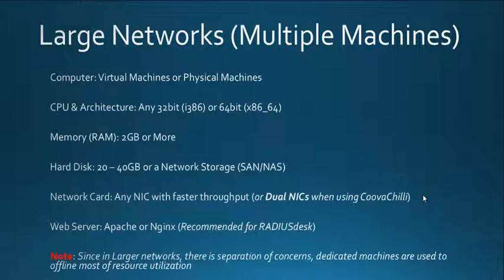The NIC still pretty much stays the same, dual NICs or more if you're running CoovaChilli. The web server still remains the same. One of the things you need to take away from here is, since in large networks there is separation of concerns, dedicated machines are used to offload most of your resource utilization. So you're talking of multiple machines taking care of different parts of the network. You have a machine dedicated to RADIUSdesk, a machine dedicated to FreeRADIUS, a machine dedicated to CoovaChilli, and different machines dedicated to different services.